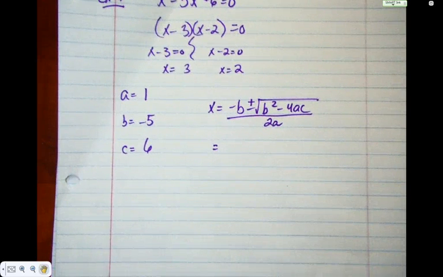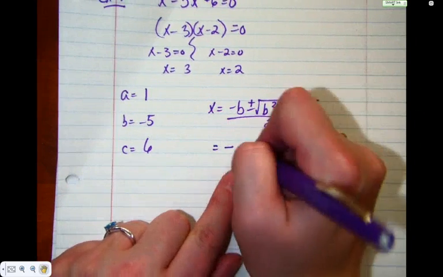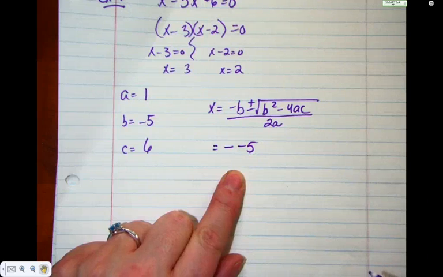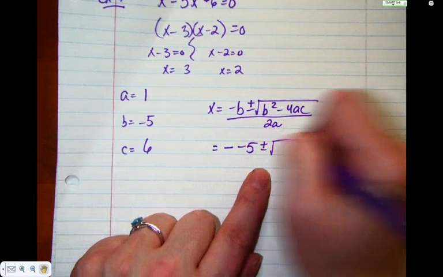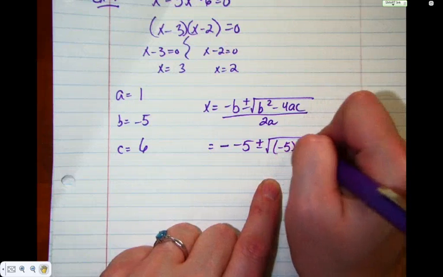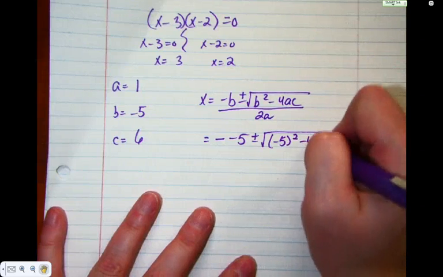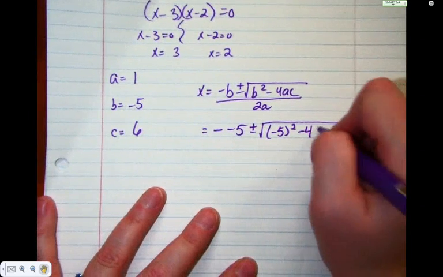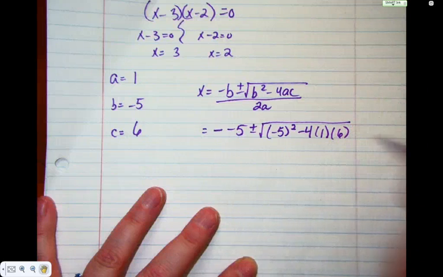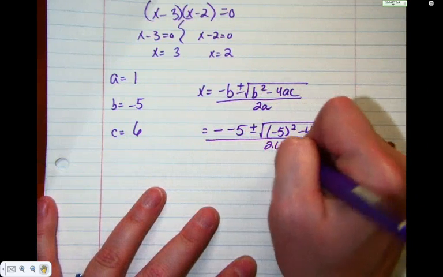So this one I'm going to do step by step, and then I'll show you in the next example how we can skip steps. I'm going to keep the negative that's in the formula. I'm going to put in negative 5 for b, keeping the plus or minus, keeping the big square root. I'm going to bracket the negative 5 squared when I sub it in there. Keeping the negative 4, putting 1 in for A, 6 in for C, and then dividing the whole thing by 2 times 1.